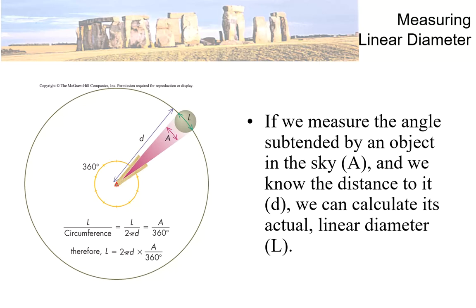The distance between the two sides of whatever object I'm looking at, divided by the circumference it would make for a full circle, is the same as the angle it takes up divided by 360 degrees. So that's a simple ratio equation. And then we take this equation and we solve it for what is the size of an object out here if I measure its angle.